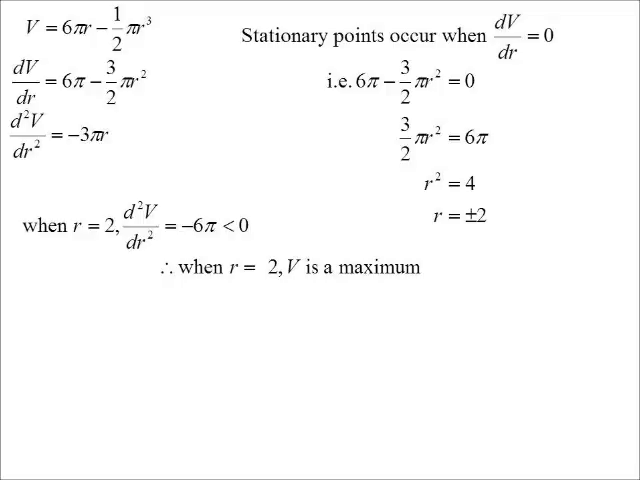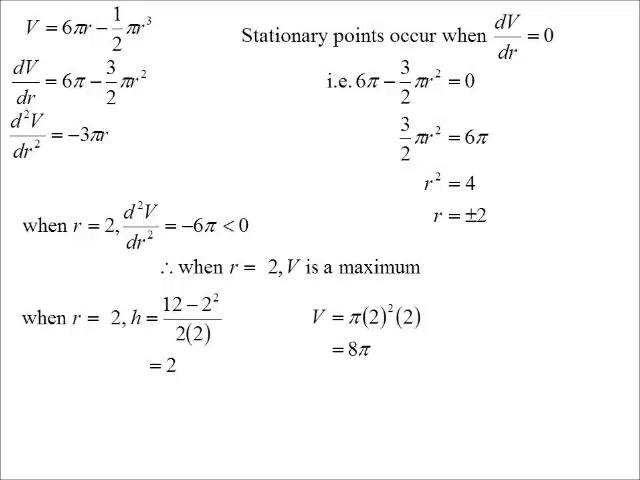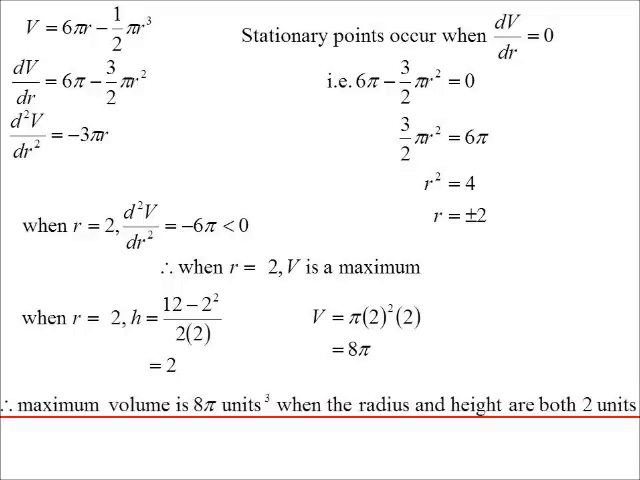But this time, they have asked for more information, not just the radius. So let's find the other dimensions. Subbing into the h formula that we found somewhere: 12 minus 2 squared on 2 times 2. Oh, it also turns out to be 2. And the volume turns out to be 8π. So there's our answer. The maximum volume is 8π units cubed, and it happens when the radius and the height are both 2 units. It's quite a strange bucket if you think about it. It's going to be twice as wide as it is high. It's a rather odd bucket.